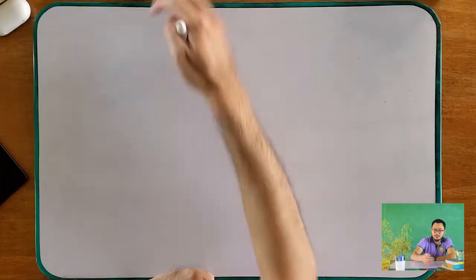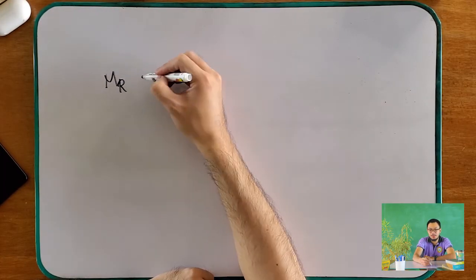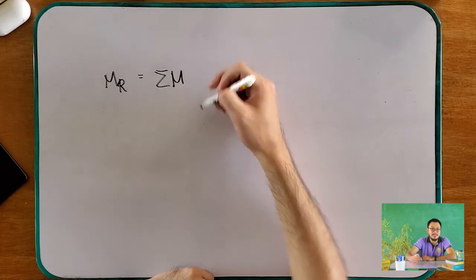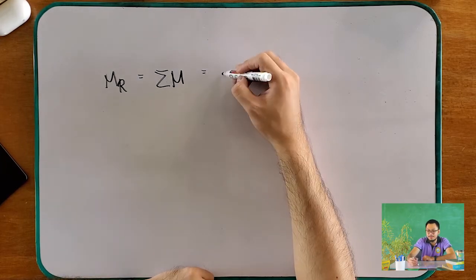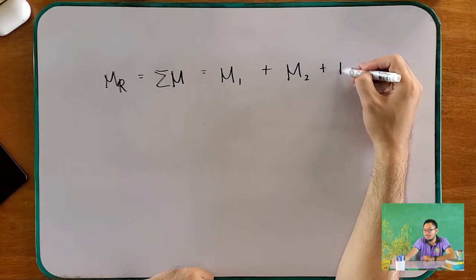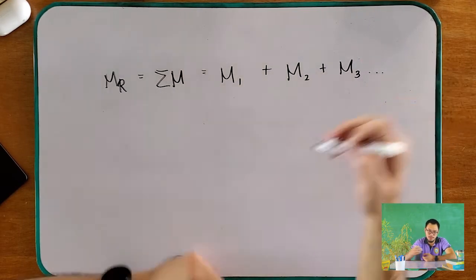Well, basically, if you have multiple couples, all you have to do is get the resultant moment of those multiple couples. Basically, all you do is sum all the moments of the couples. So, couple 1 plus couple 2 plus couple 3, and so on. That's it. So, if you have many couples, all you do is sum M1 plus M2 plus M3. Okay? So, let's have this example.